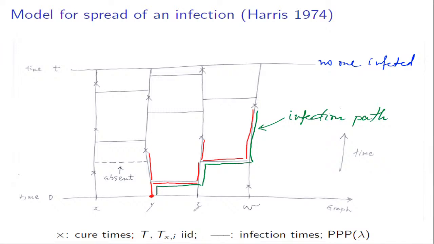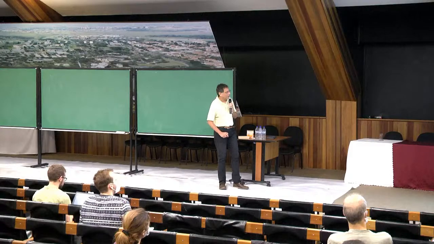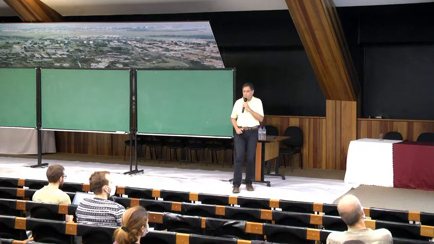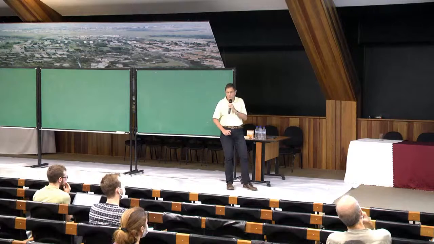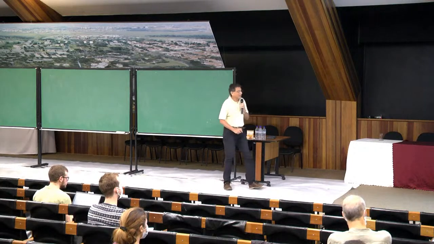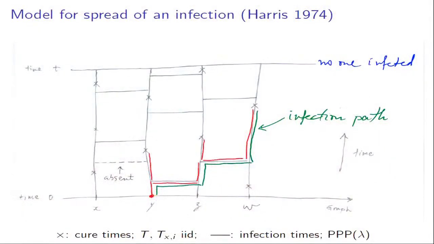So you have 3 infection paths in this picture, and I highlighted one of them in green. They all stop after some time. Before time t, all of these infection paths stop. I'm supposing here that y was the only infected individual at the beginning, so the infection dies out before time t. At time t, there's no one left sick. This is a stationary state: as soon as everybody's healthy, there's no spread of the infection.